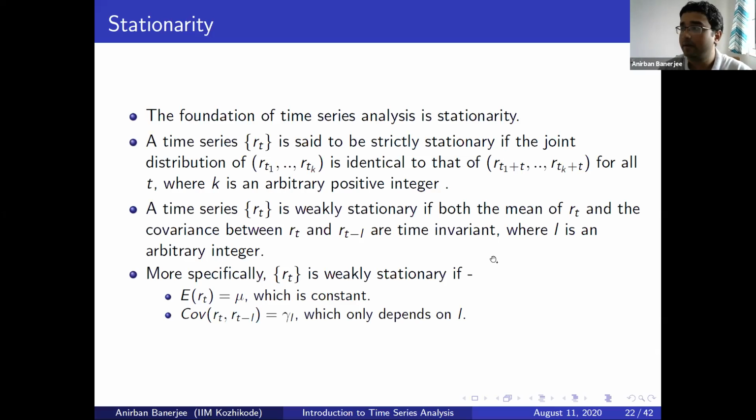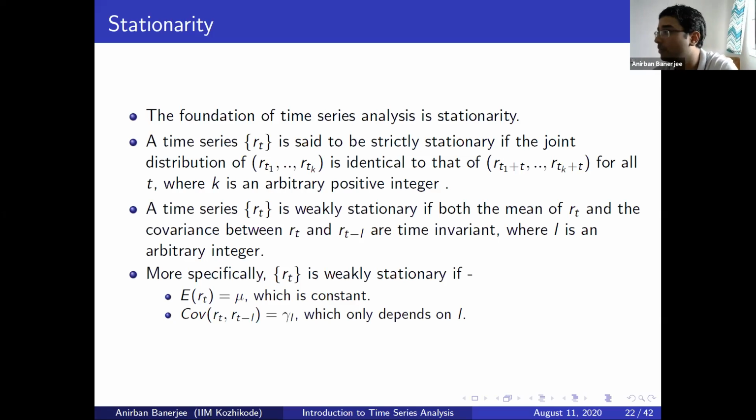Any doubts so far? Do we need two samples with equal size? See here, essentially the sample size in both these cases is k, right? So there are k number of observations in both cases.